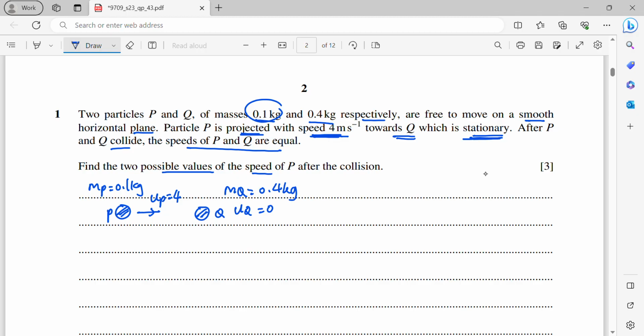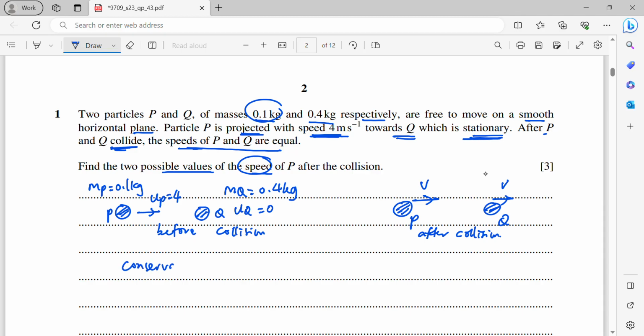So after collision, after P and Q collide, the speeds of P and Q are equal, meaning that I will expect both to move to the right side. And then I will let both be V, the speed, and this is P and Q. So this is before collision and after collision. Right, so to solve this question, to find the speed after the collision, we need to refer to the conservation of linear momentum.